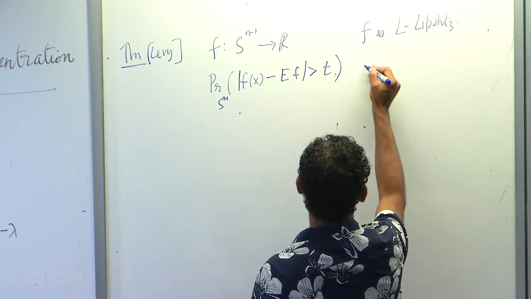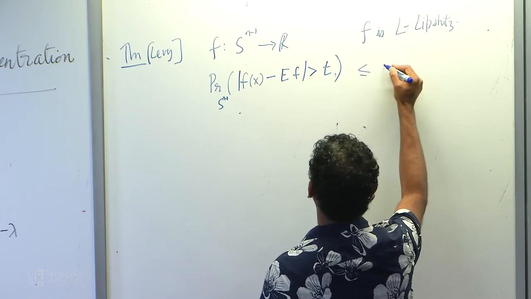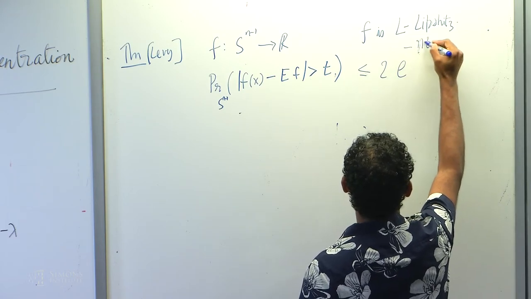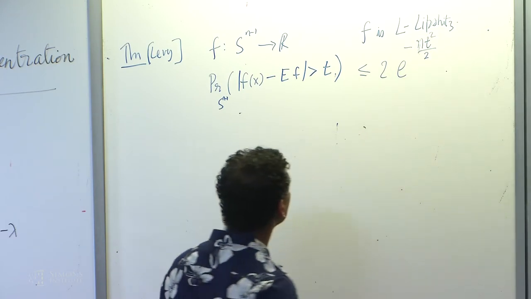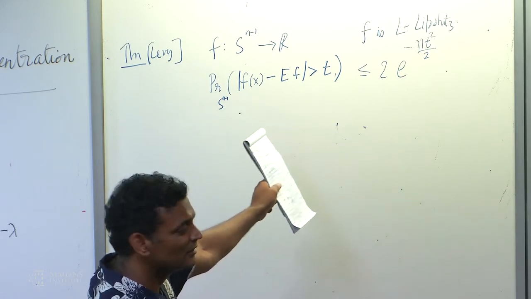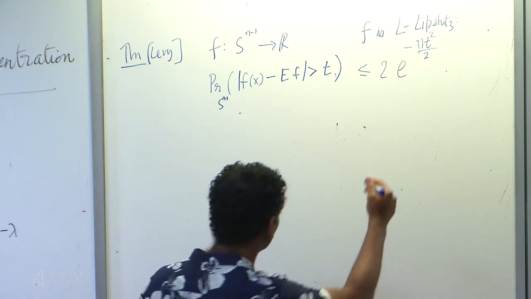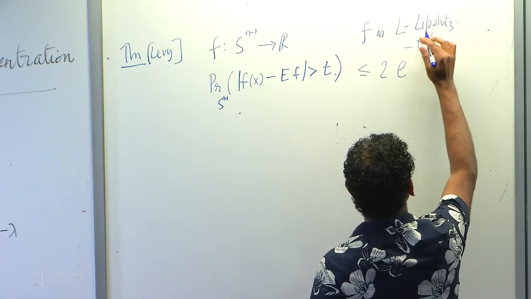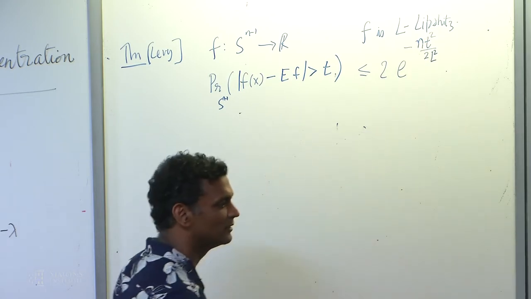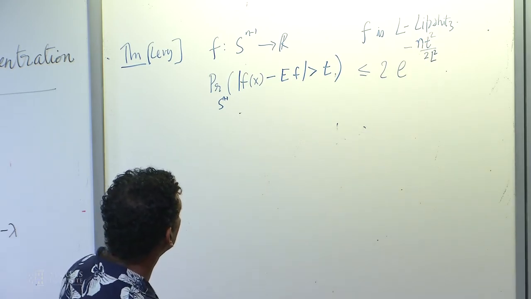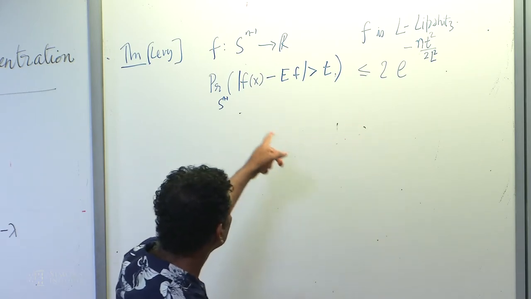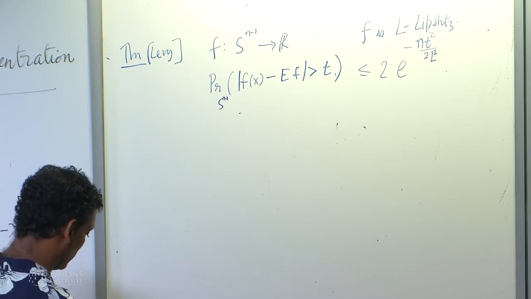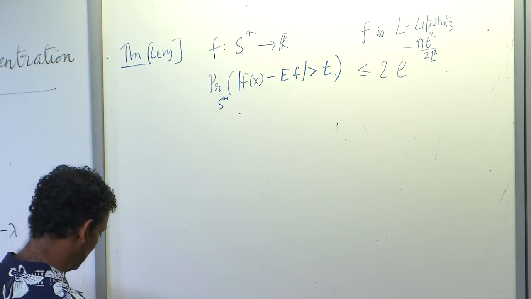So this probability is going to be less than twice e to the minus n t squared over 2. Okay, so you get this exponential concentration near the mean. There is also an L squared here, sorry. When I prove it, I'll assume L is 1, but let's keep the term correct. In particular, if f is the length function, then... Okay, so we want to prove something like this.